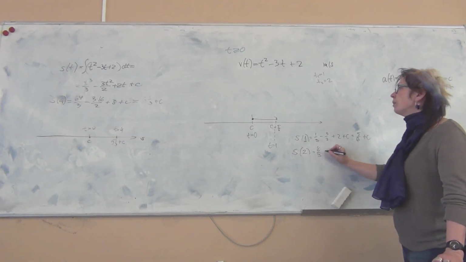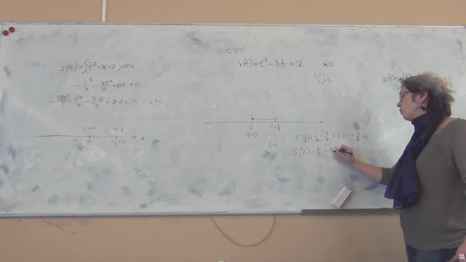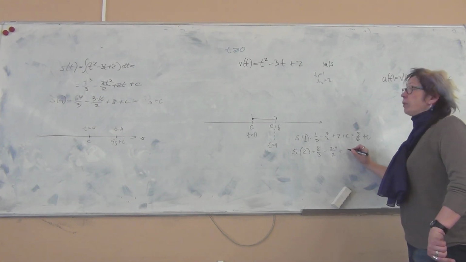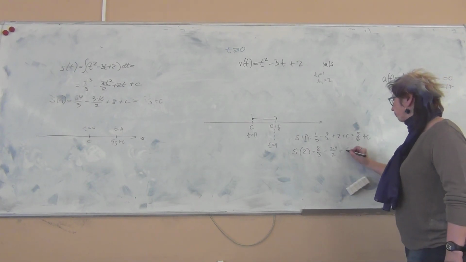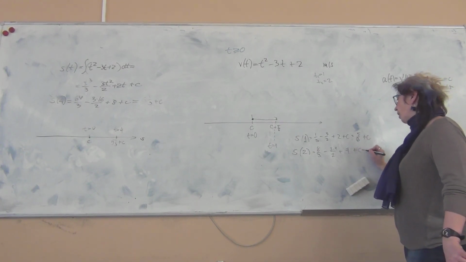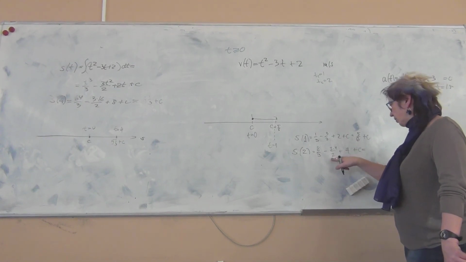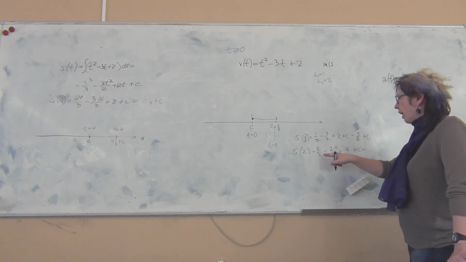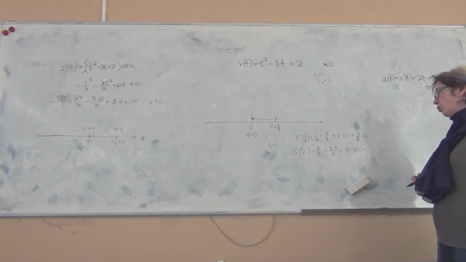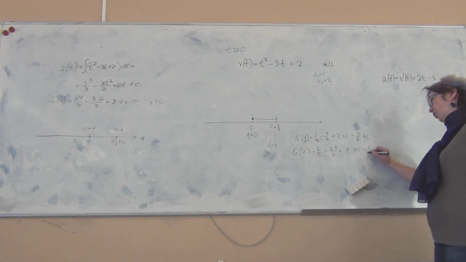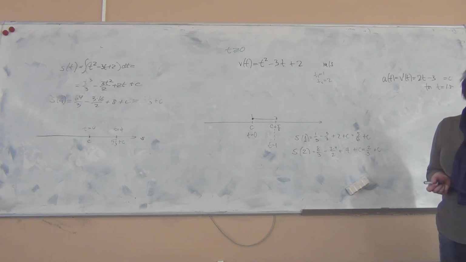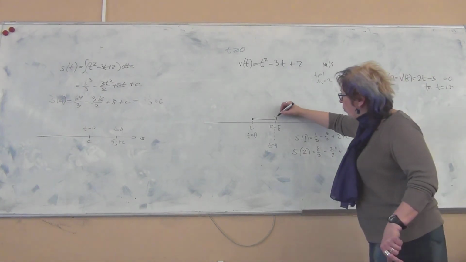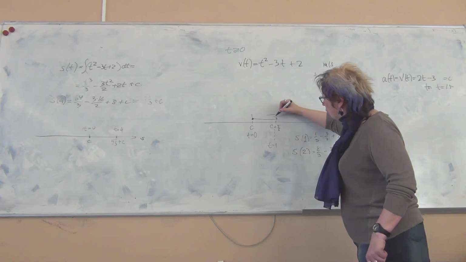Now, what do we have there? 8 thirds minus 3 times 4 over 2 plus 4 plus C. Minus 6 plus 4 is minus 2, 8 thirds is 2 and 2 thirds, minus 2 is just 2 thirds plus C. So now we are going backwards to 2 thirds.